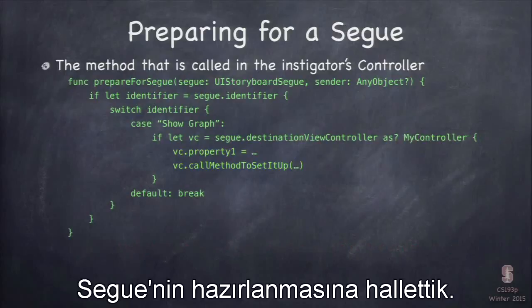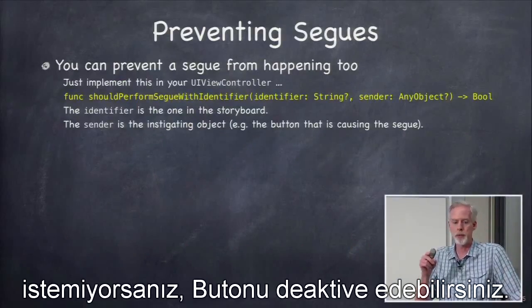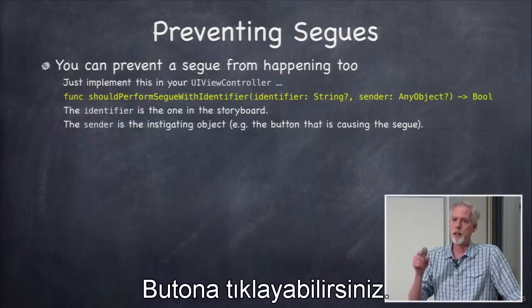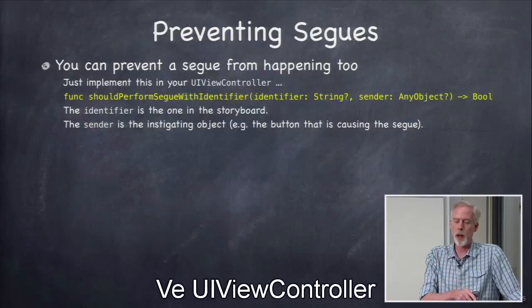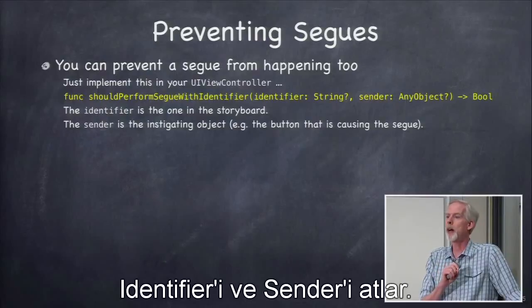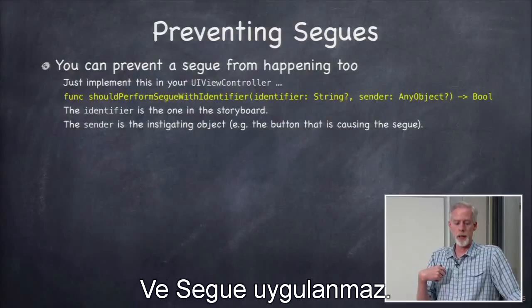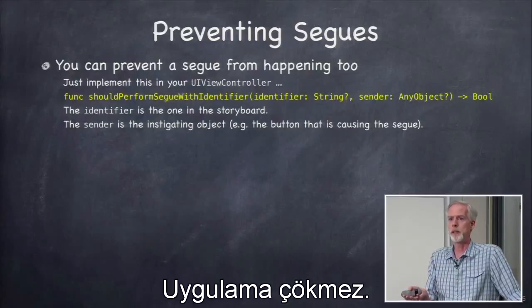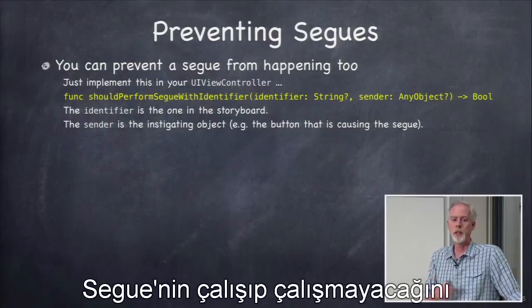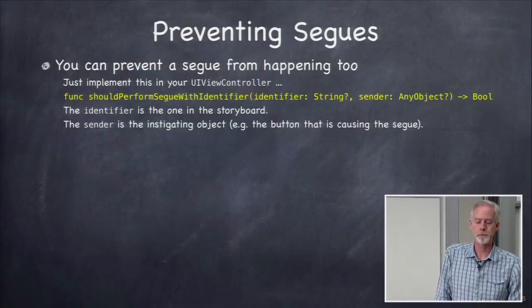Okay? So that's preparing for segue. You can also prevent a segue from happening, if there's some reason it doesn't make sense for that segue to happen. You could just disable the button, but if you didn't want to disable the button, you could click the button. And what will happen here is your UIViewController will be asked, should I perform this segue with identifier? And it'll pass you the identifier and the sender. And you can just return false, and then it won't do that segue. It won't crash or anything. You touch the button, and it does nothing. So you can control your segues programmatically as well like that.